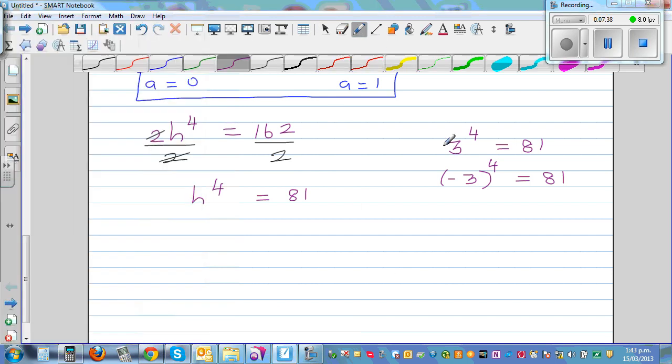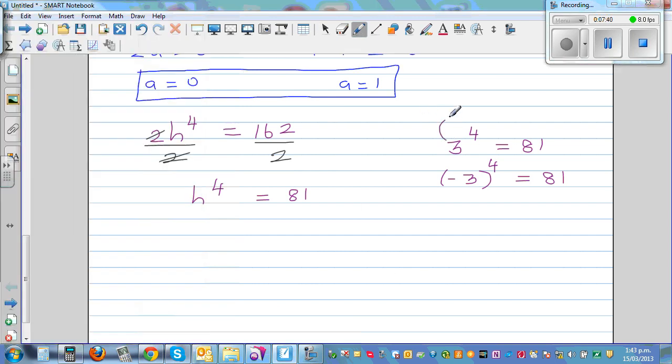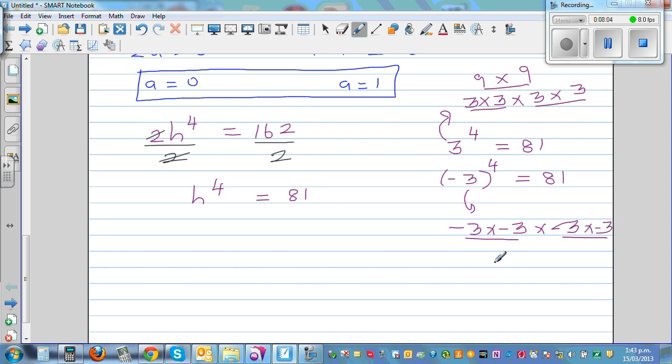Now 3 raised to 4, for those who don't know, this means 3 times 3 times 3 times 3. So this is 9 times 9, which is 81. And this means negative 3 times negative 3 times negative 3 times negative 3. Negative 3 times negative 3 is 9, and negative 3 times negative 3 is again 9, so that's 81.